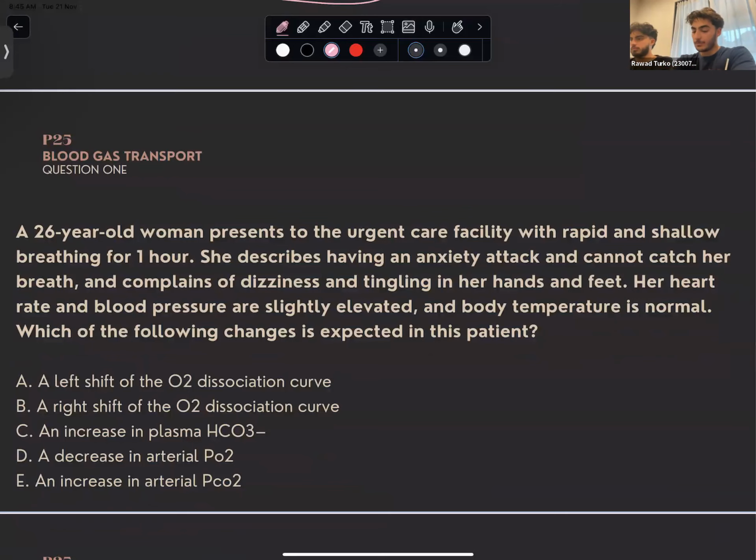So, a 26-year-old woman presents to the urgent care facility with rapid and shallow breathing for 1 hour. She describes having an anxiety attack and cannot catch her breath, and complains of dizziness and tingling in her hands and feet. Her heart rate and blood pressure are slightly elevated, and body temperature is normal. Okay, body temperature is normal. Important. Which of the following changes is expected in the patient?